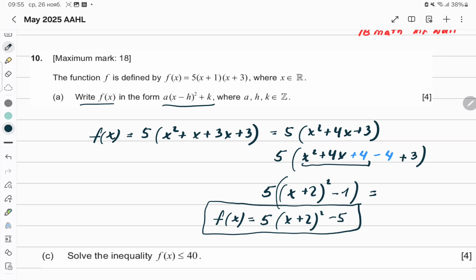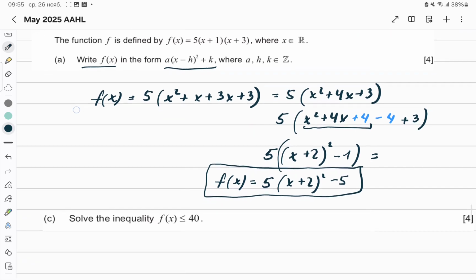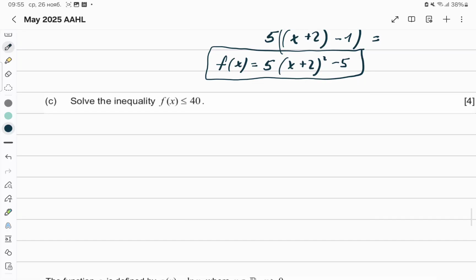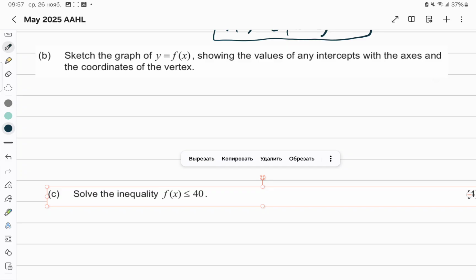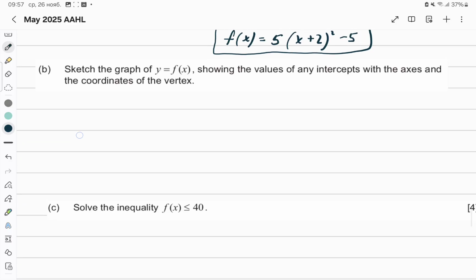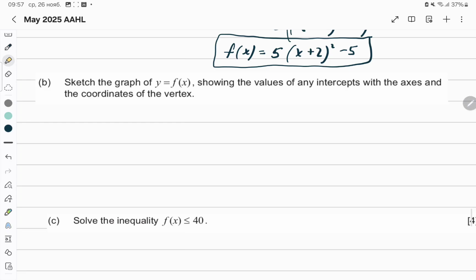Okay, so that was part A. Now let's turn to part B. It says sketch y equals f of x. So we have to sketch the graph of this function, okay? I just missed part B's wording and then put it here now.